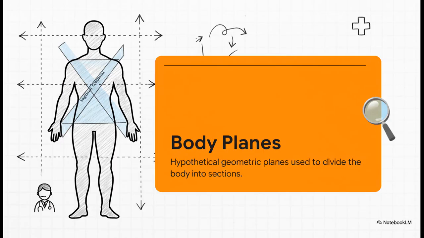I want you to imagine a set of invisible lines that just slice right through the body. Now, obviously, these aren't real lines, but they create a shared language, right? A universal grid that lets any doctor anywhere on the planet look at an image and know exactly what they're looking at and from what angle.